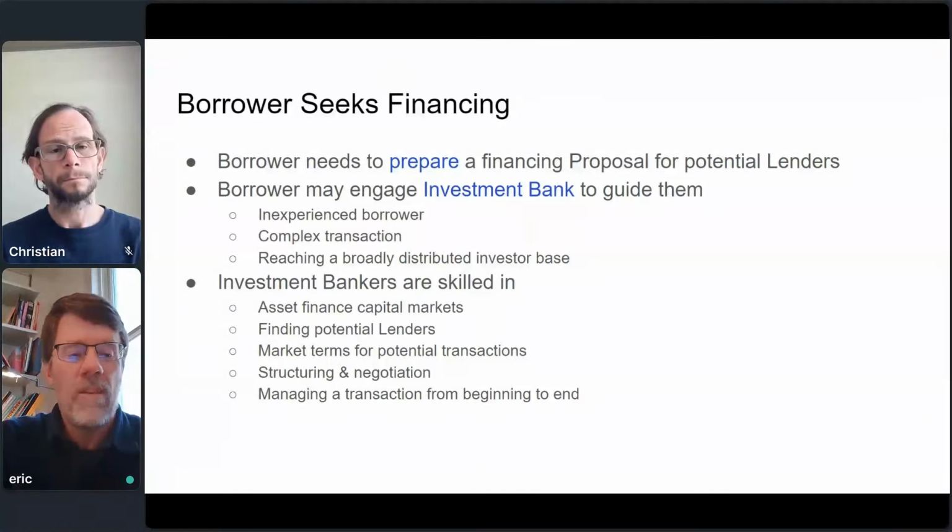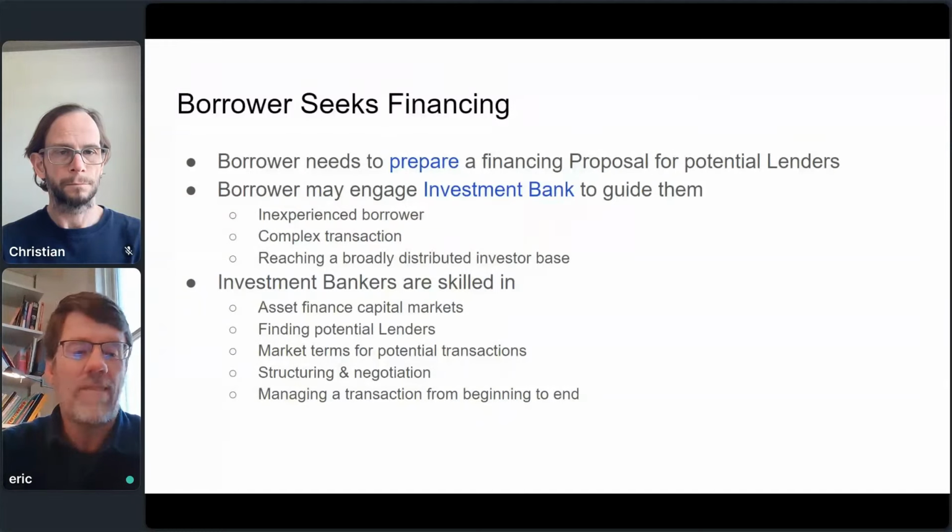Well, if it's an inexperienced borrower who's not used to this, the investment bank typically will be an expert in this asset class. Not only do they know the asset class, but they know a whole bunch of potential lenders. So they're going to take you out and introduce you to maybe 15, 20 lenders that they think are relevant to what you want to do. And they also help you put together your proposal. Two, if it's a very complex transaction, even if you've done transactions before, if you're adding something really sophisticated, often you want to get hired experts that just know how to do these things really well. I mean, that's their expertise.